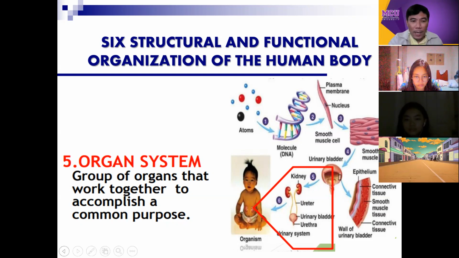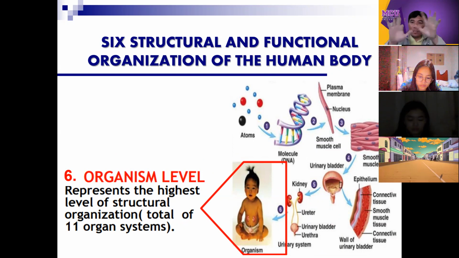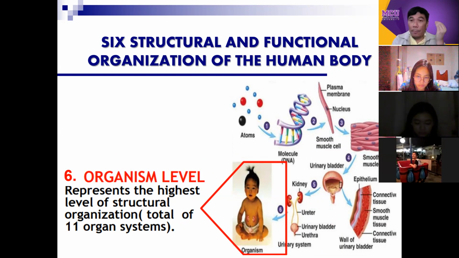So next, we have the organism level. When we talk about organism level, this is somehow the whole, the person, the human being. Each and every one of us definitely has the 11 organ systems. No human being has been identified as missing an organ system, because eventually the body will be in a state of health if your 11 organ systems are intact.